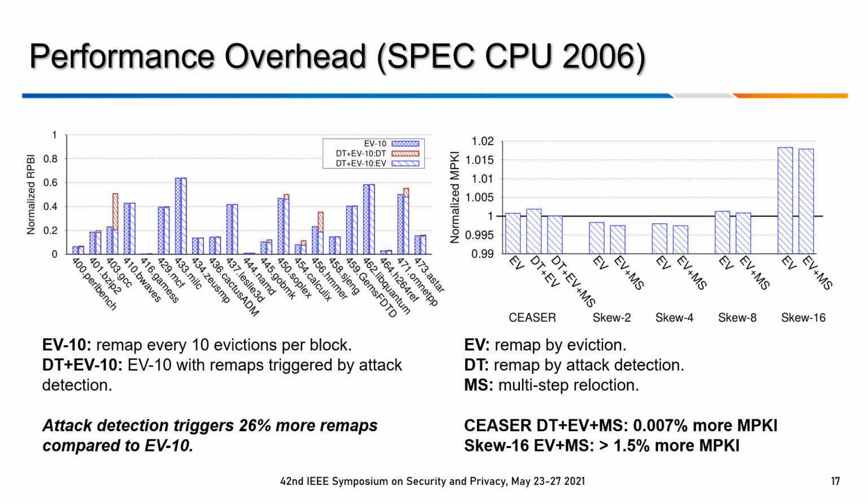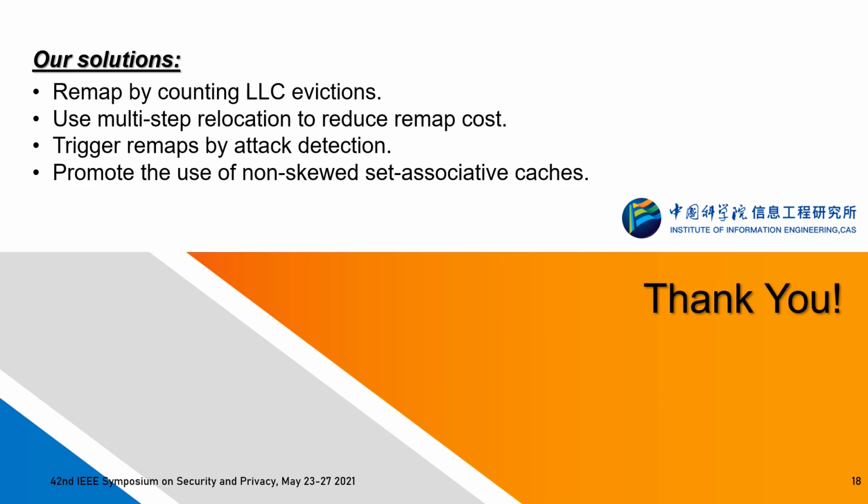Okay, so 4 ideas are proposed in this paper. Remap by counting LLC evictions. Use multi-step relocation to reduce remap cost. Trigger remaps by attack detection, and promote the use of non-skewed set-associative caches. For more details, please read our paper.